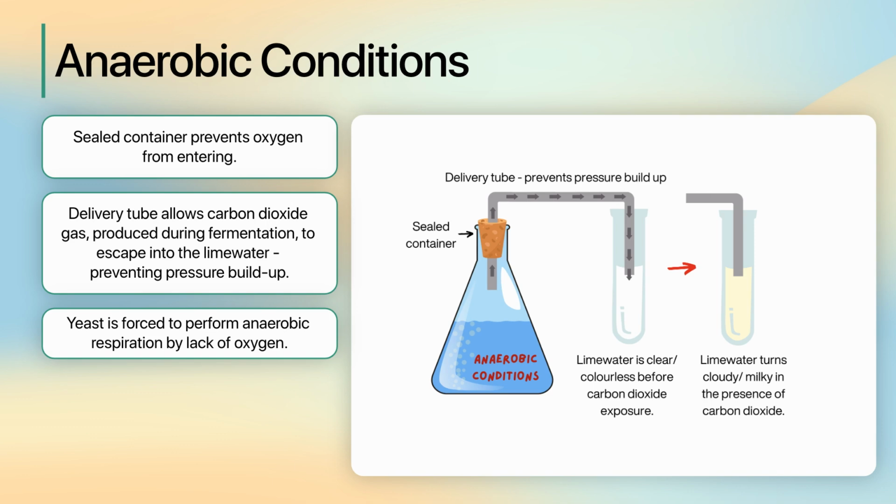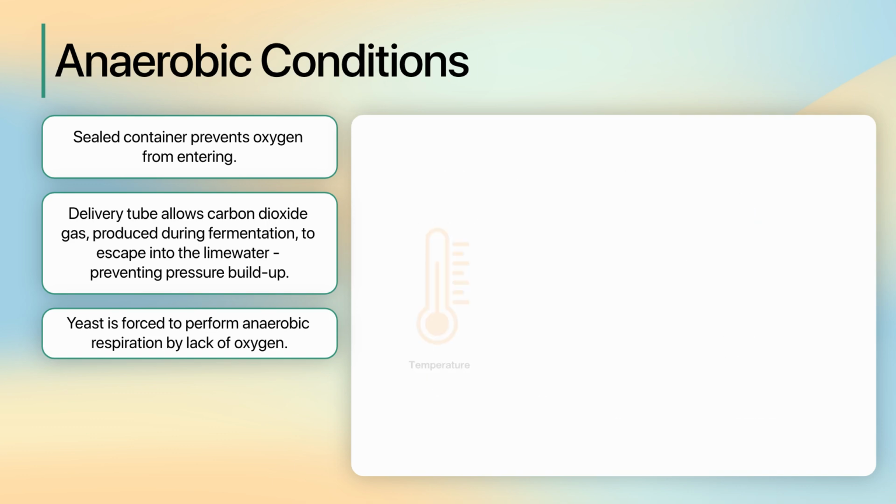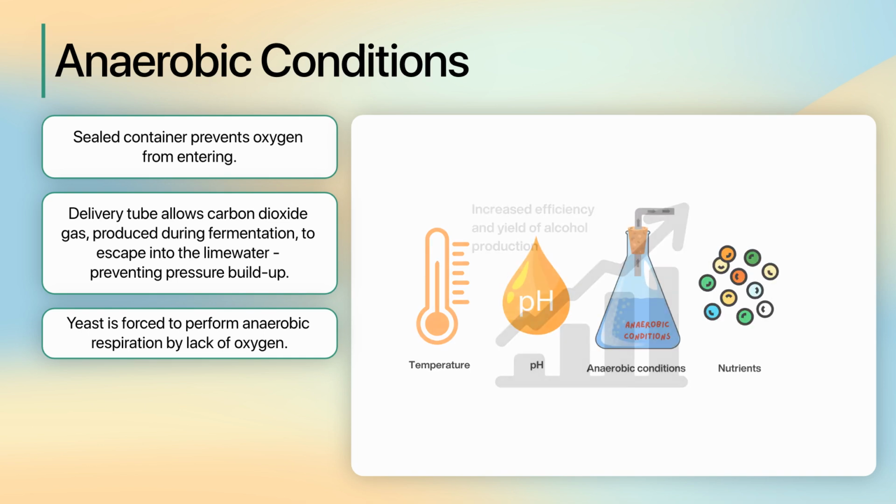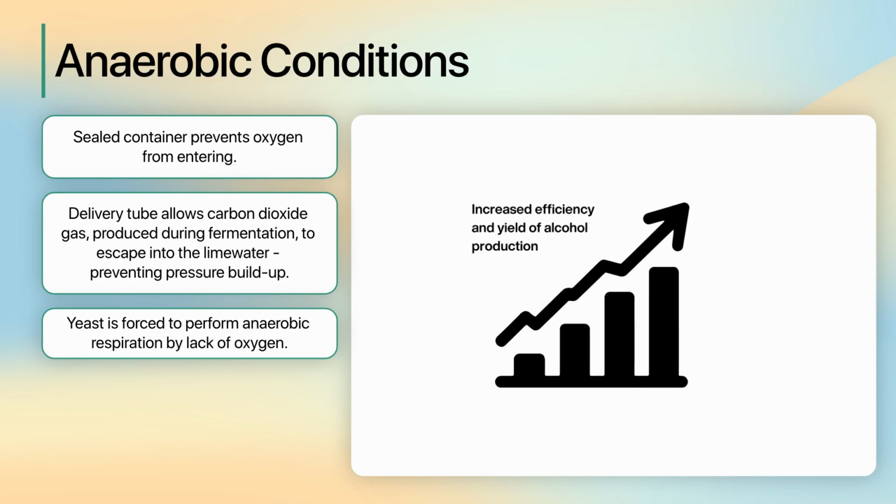By understanding and maintaining these optimal conditions of temperature, pH, anaerobic environment, and sufficient nutrients, we can significantly enhance the efficiency and yield of alcohol production through yeast fermentation. A well-controlled fermentation process maximizes the effectiveness of yeast, leading to better alcohol content and consistent results.